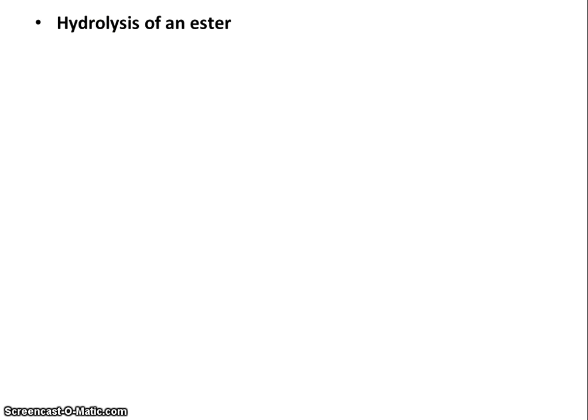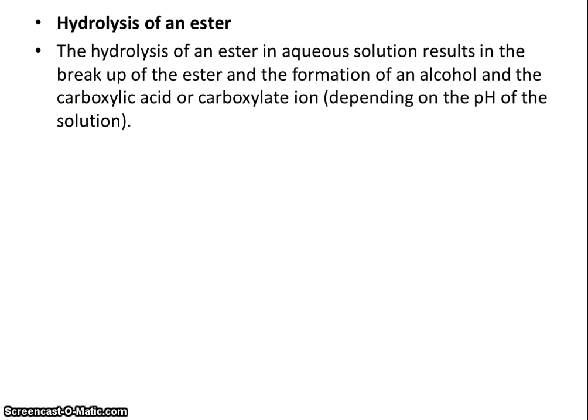Here we go. The hydrolysis of an ester in aqueous solution results in the breaking up of the ester and the formation of an alcohol. You always make the alcohol, and then you'll make either a carboxylic acid or the anion of the carboxylic acid, called the carboxylate ion. It depends on the pH of the solution.